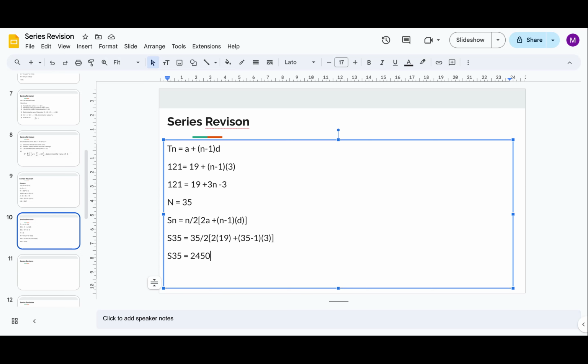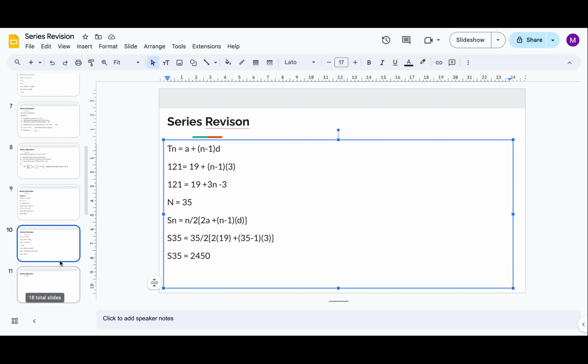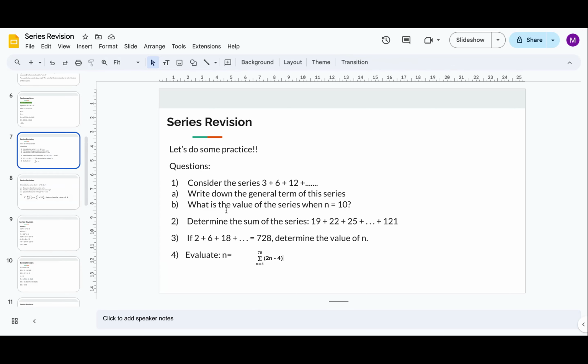If you try to jump into the second step immediately, you would have recognized after writing the formula that I can't calculate everything because I don't know what the value of my n is. So that's how you would have attempted this question, guys. Let's go on to the next question.